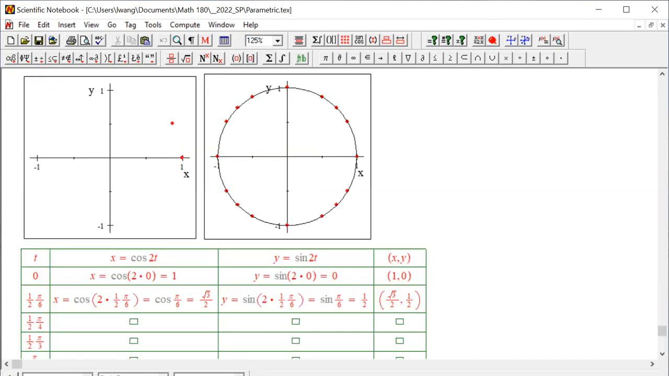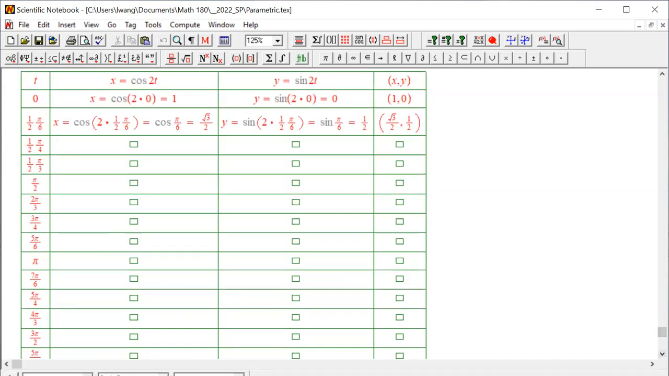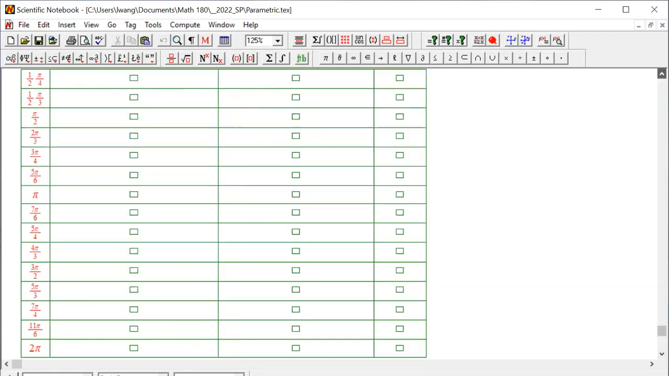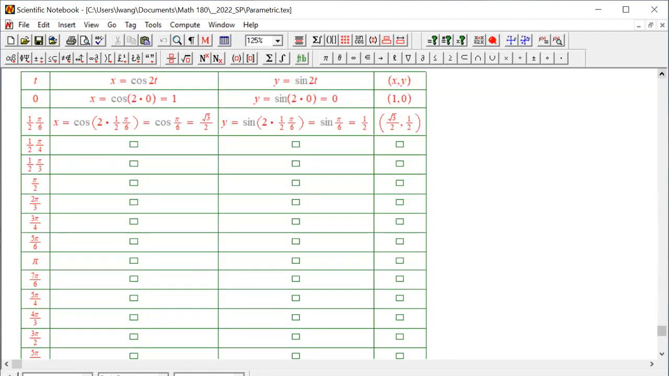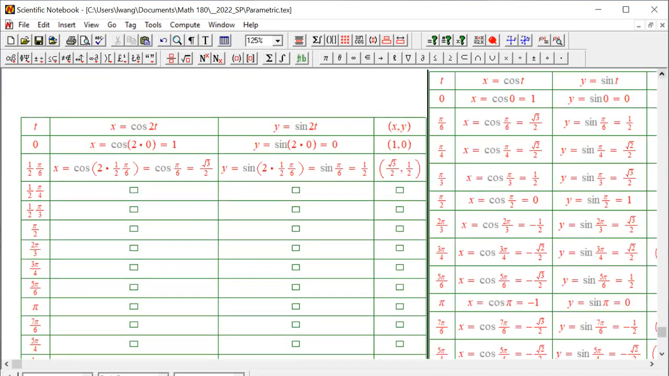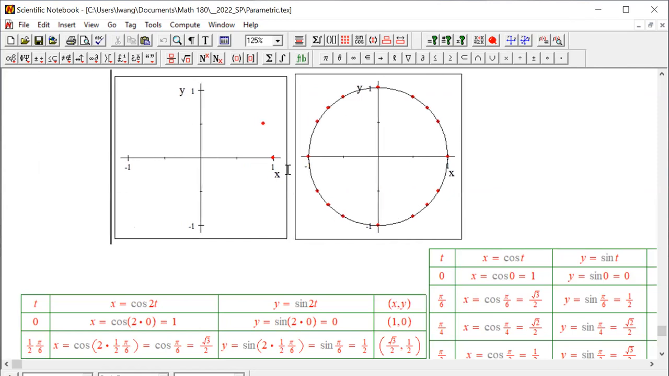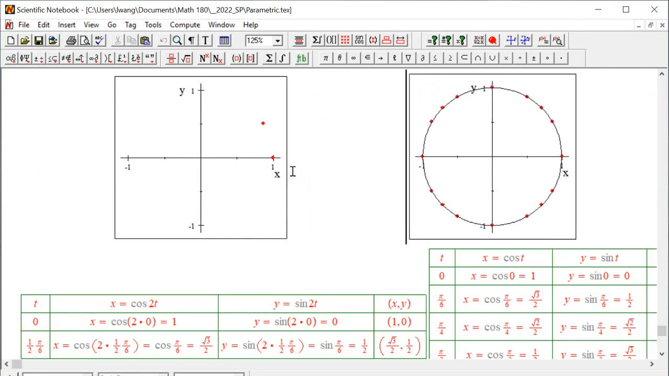So what I want to show you is the particle, how it moves about. Wait, where's my other table? Oh, here. I want these tables to lie side by side. Okay, so now it's side by side. So now the two unit circles are lined side by side.